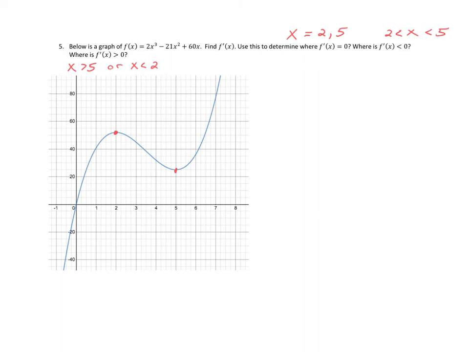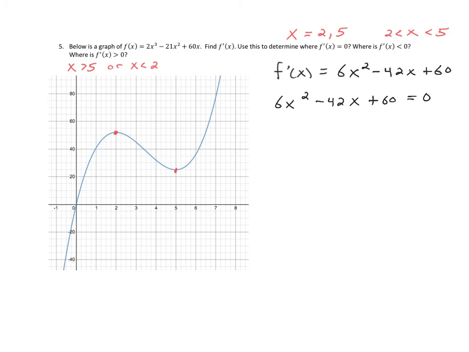Let's verify this. Okay, step 1. What is the formula for the derivative? Okay, looking here, it's going to be 6x squared minus 42x plus 60. That thing. And if you want to know where it is equal to 0, I can set this equation to 0 and solve for x.